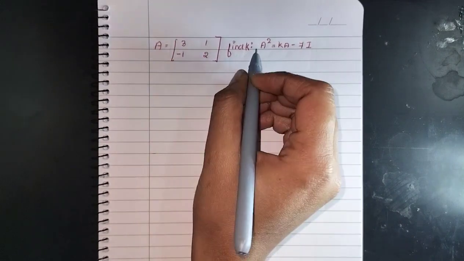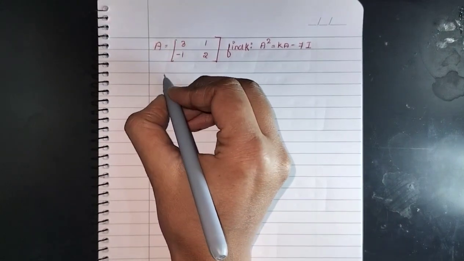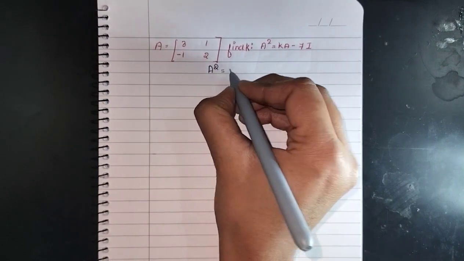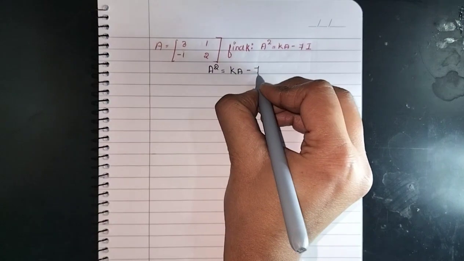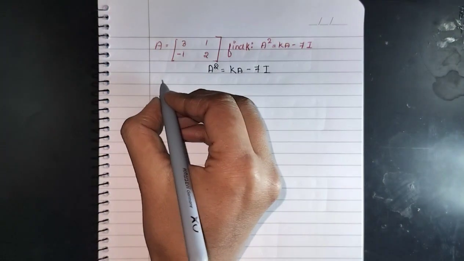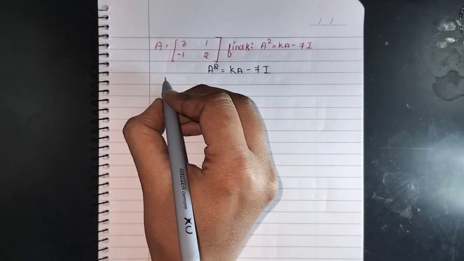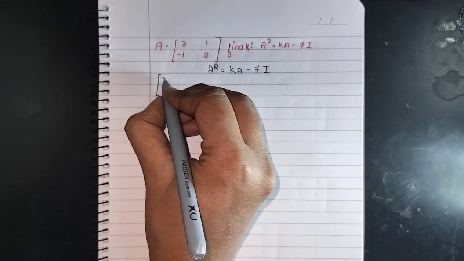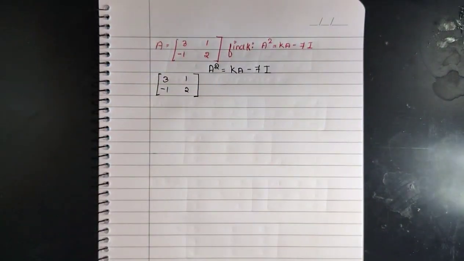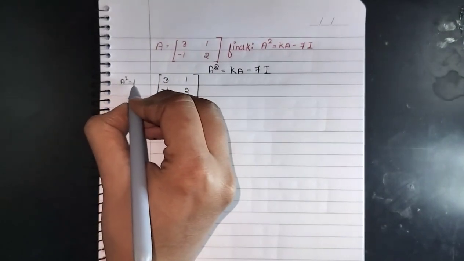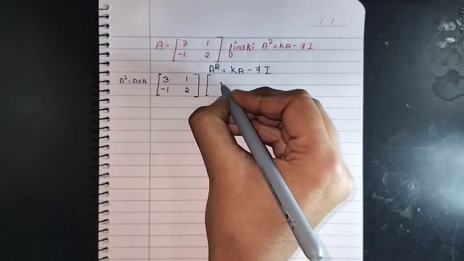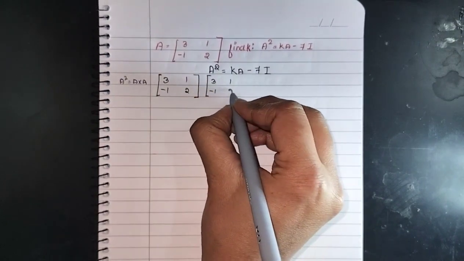So now let's start. We are given A square. For A square we will write the equation first, that is A square is equal to Ka minus 7I. Now I will say what I signifies here. First, A square. A square is actually A into A, right? So I will write A twice: [3, 1; -1, 2] and [3, 1; -1, 2].